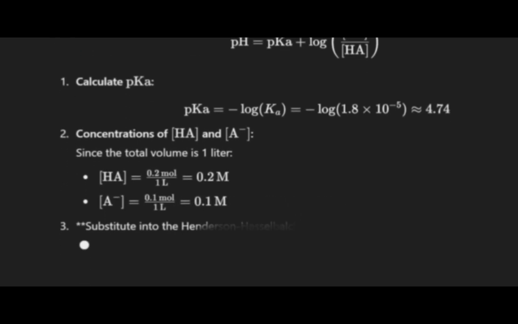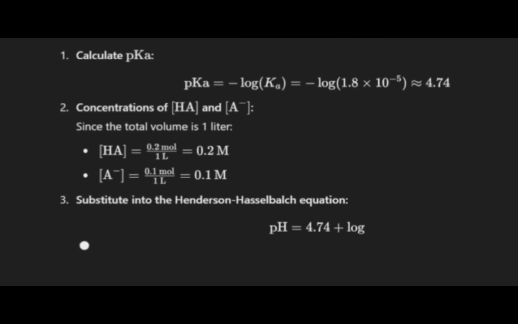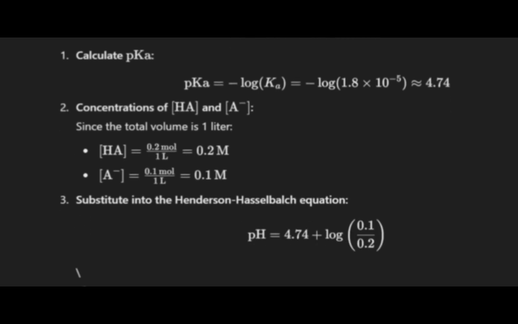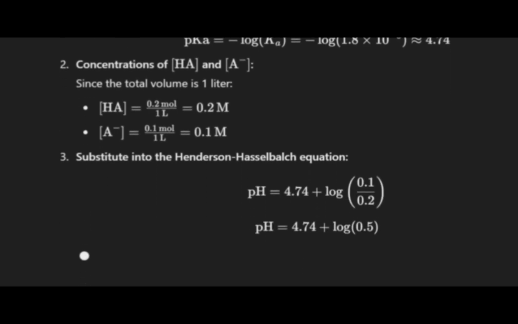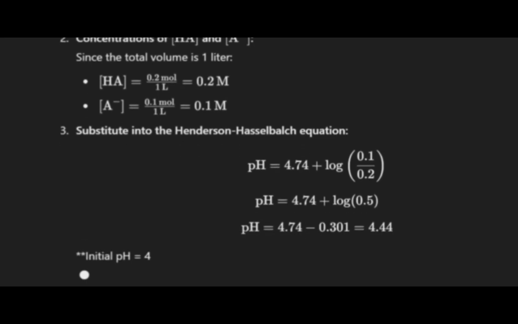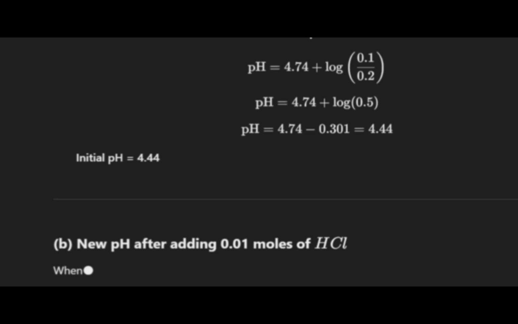So, pH equals 4.74 plus the log of 0.1 divided by 0.2. Simplifying, pH equals 4.74 plus the log of 0.5. The log of 0.5 is negative 0.301. Therefore, pH equals 4.74 minus 0.301, which equals 4.44. So, the initial pH of the buffer solution is 4.44.